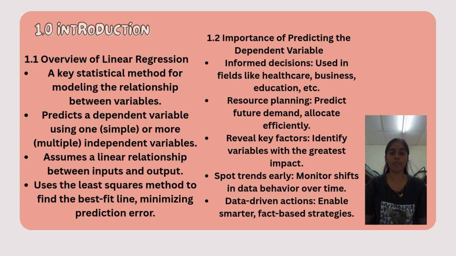Linear regression is one of the most commonly used techniques in both data analysis and machine learning. It models the relationship between independent and dependent variables. If there is only one input variable, it's called simple linear regression. If there are multiple, it's called multiple linear regression. The goal is to fit a straight line through the data using the least squares method so we can predict outcomes accurately. Predicting the dependent variable is key to making better decisions.